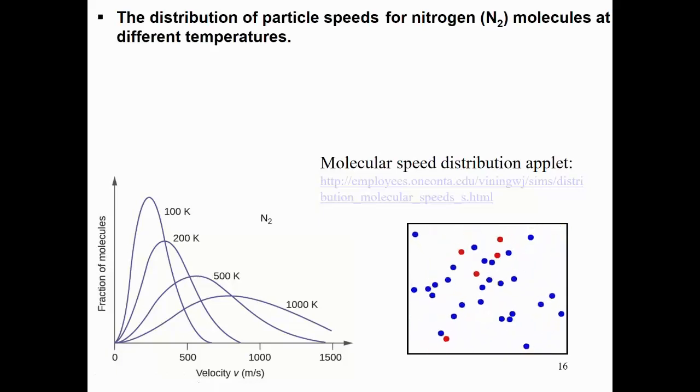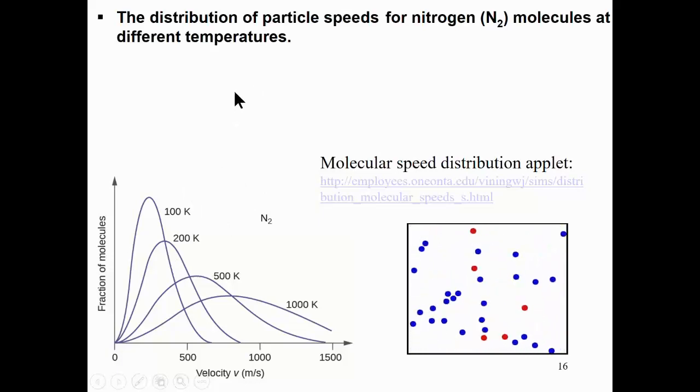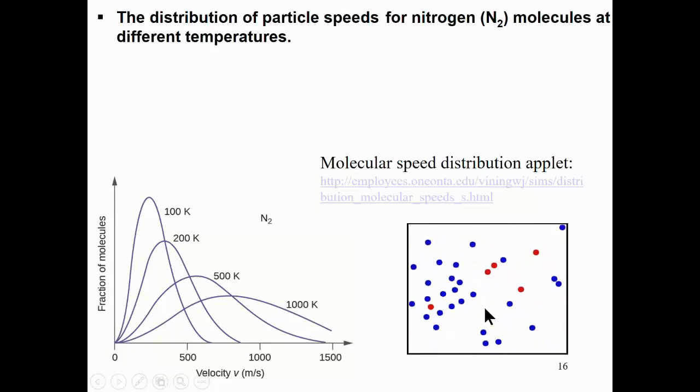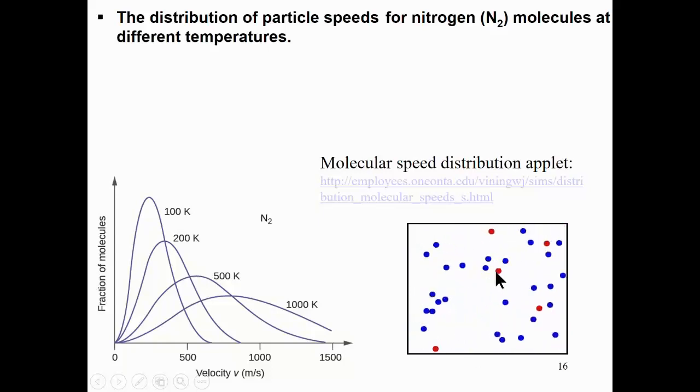So here's one more thing. It's called the Maxwell Boltzmann distribution of molecules. If you have gas molecules, say one type of gas or more than one type of gas molecules, in a container, a cylinder, right?